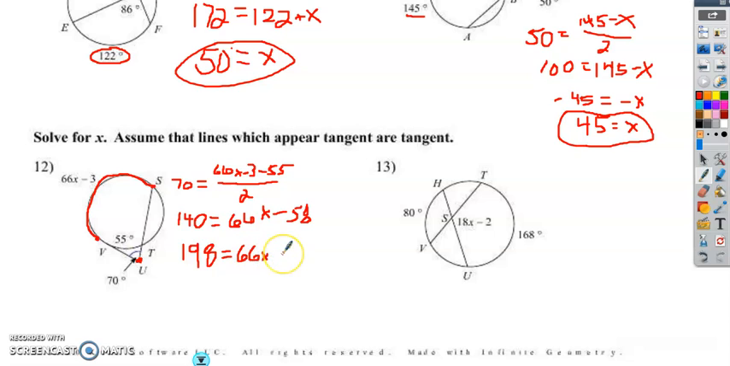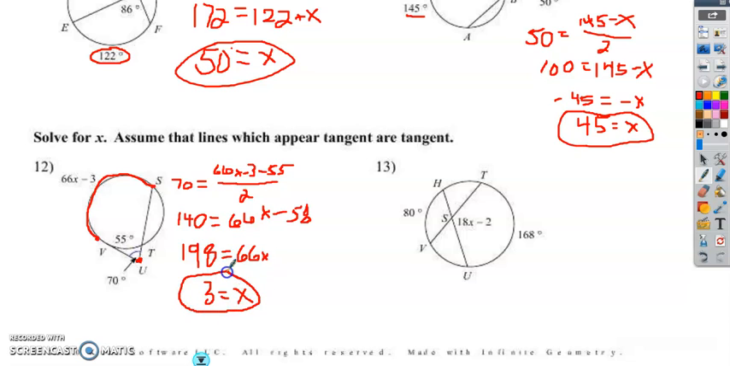And then on the calculator there, if that's not a mental math problem that you're used to encountering, 198 divided by 66 works out kind of nice for us. It gives us an x value that is equal to 3.